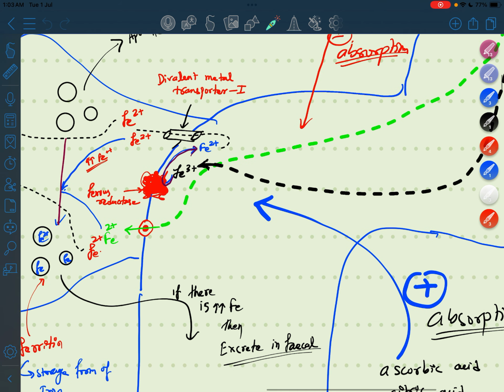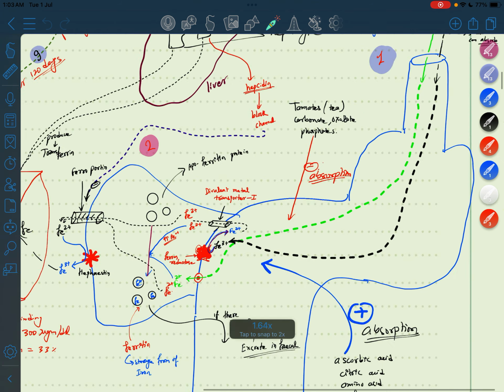So iron is absorbed only in the plus 2 form. The plus 2 form is directly absorbed, and there is also a ferric reductase, cytochrome B reductase, that helps convert Fe3+ to Fe2+. After that, there is the divalent metal transporter DMT1 that helps in the absorption of the iron.